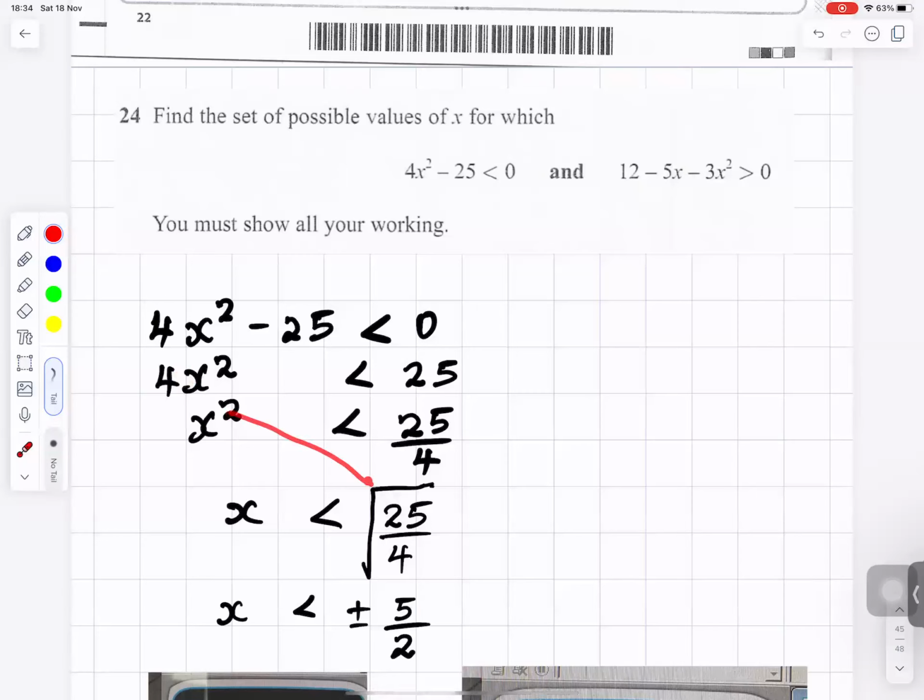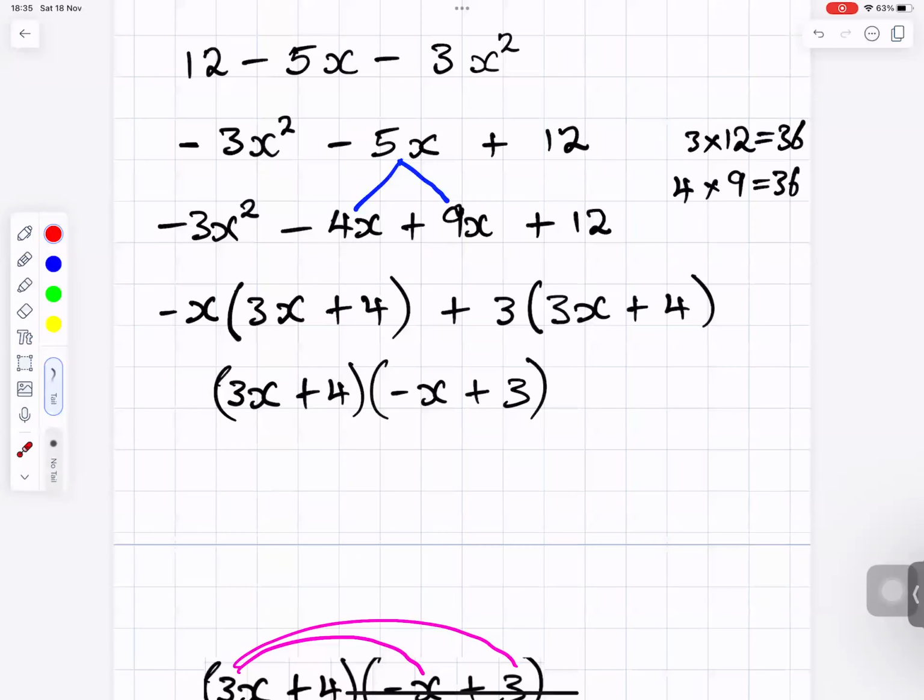The square goes inverse of the square root. So square root of 25 is 5, square root of 4 is 2. So the answer is plus or minus 5 over 2. Let's factorize this expression. We do 12 times 3 first, it gives you 36. So you want to find the factors that will split that. 3 times 4, 12 is 36, and 4 times 9. So we're going to use 4 and 9 because that can get to 5.